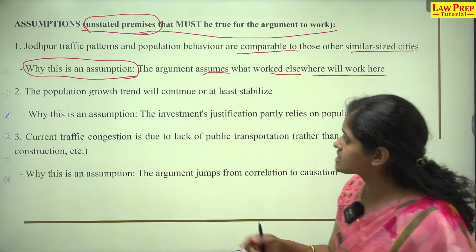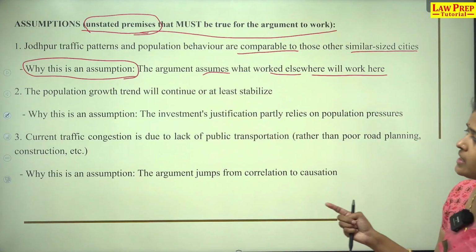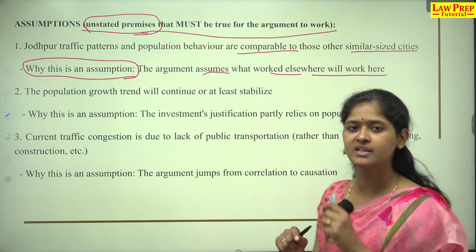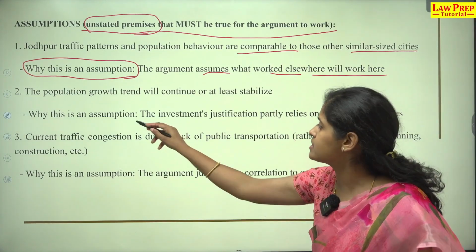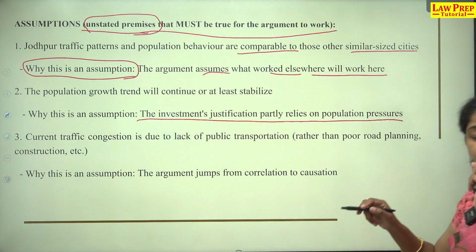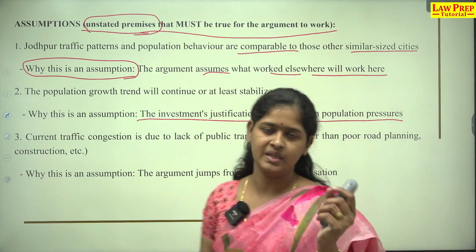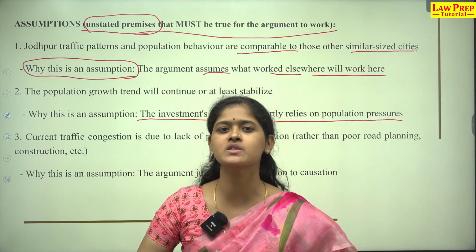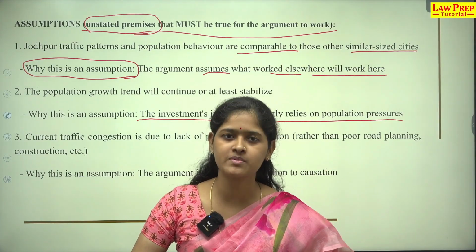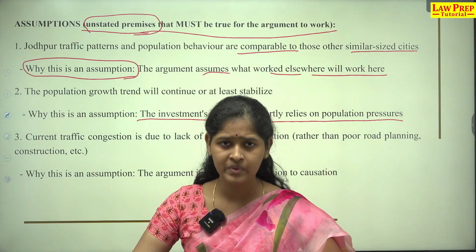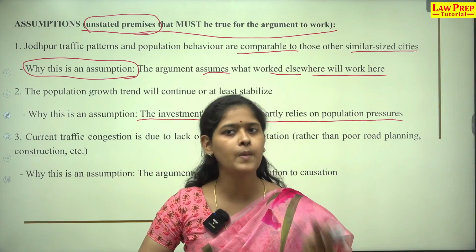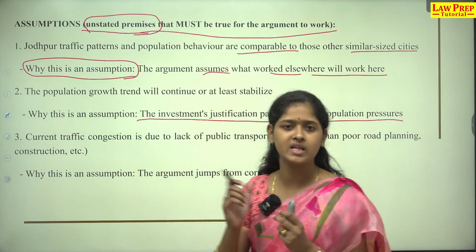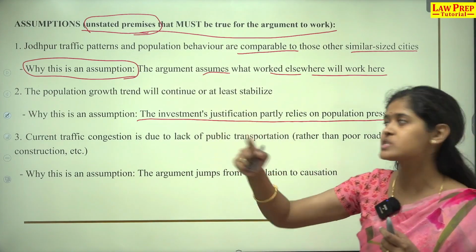Okay. Next, the population growth trend will continue or at least stabilize. Why is this discussed? Because "should invest" is written for the public transport system. That means the investment justification partly relies on population pressures as well. See, if someone is suggesting the public transportation system should be improved and investment should be done, they are thinking about population as well, that if the situation is such now, in the coming time population will increase, and if population increases, you need to be ready with your transportation system in that proportion, right?